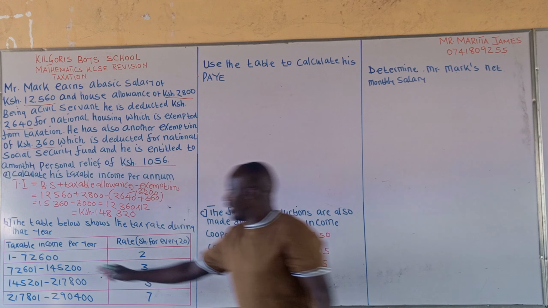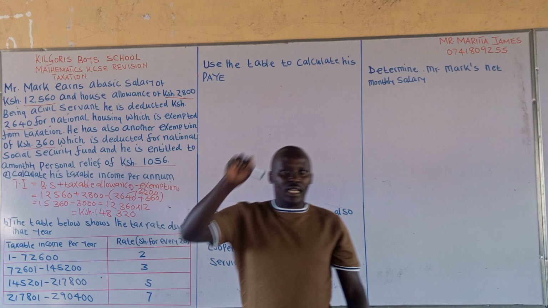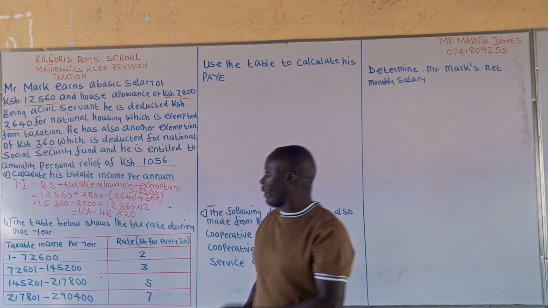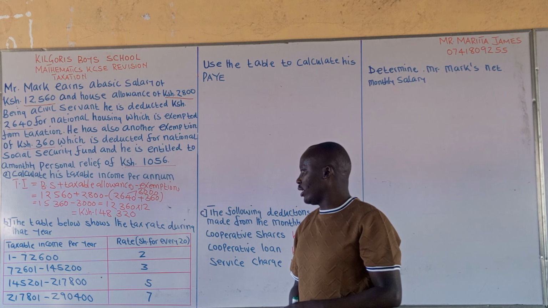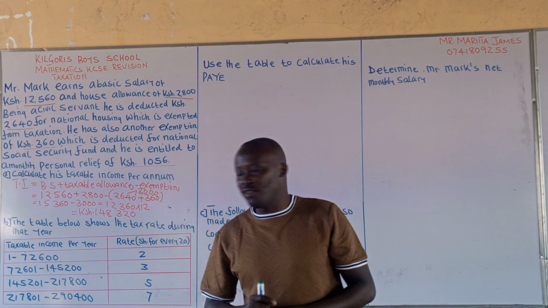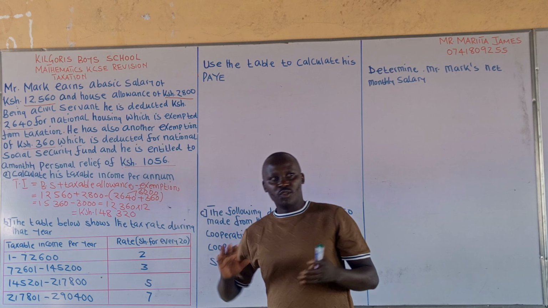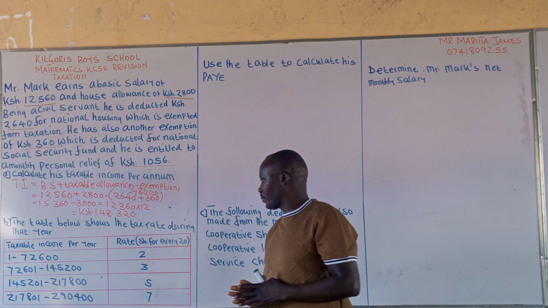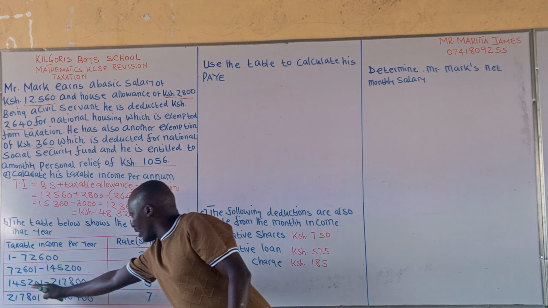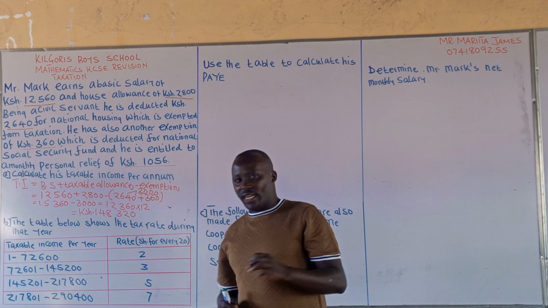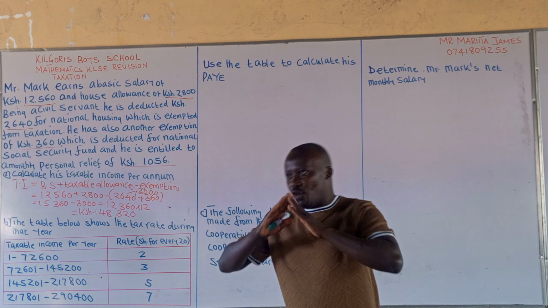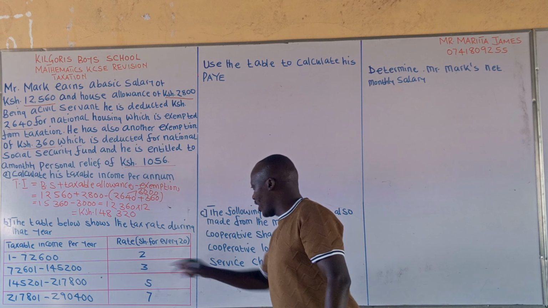It means that we take 72,600 divided by 20. Then we have between 72,601 to 145,200, the rate for every 20 shillings is 3. Then we have 145,201 to 217,800. For every 20, the rate is 5.